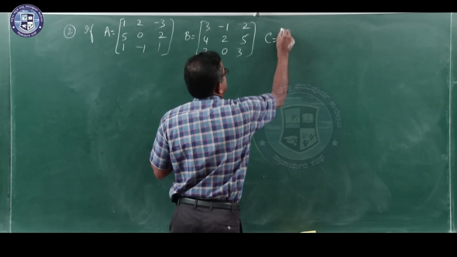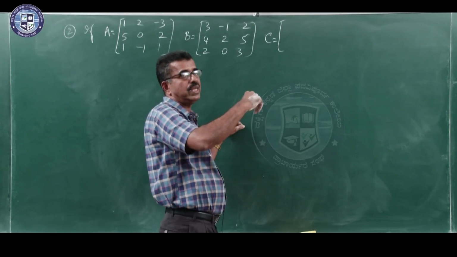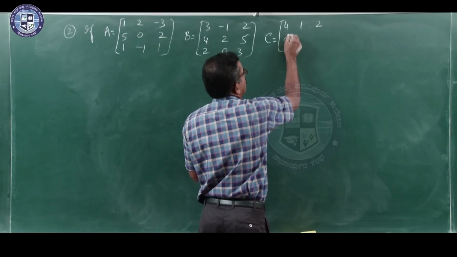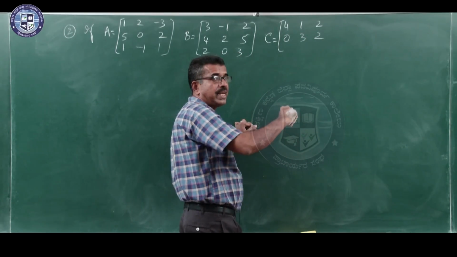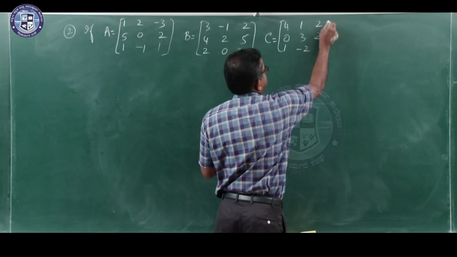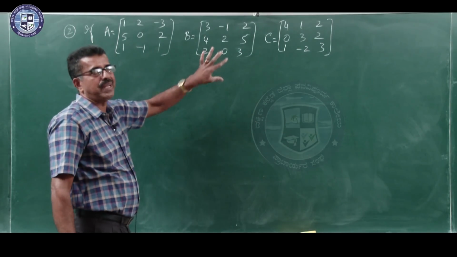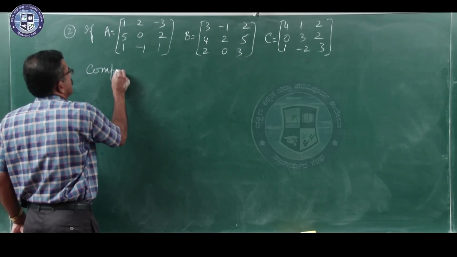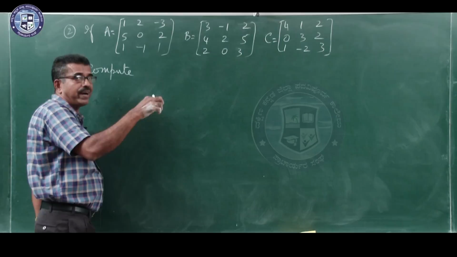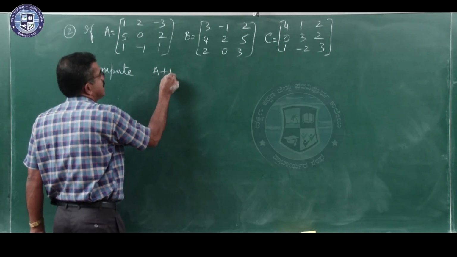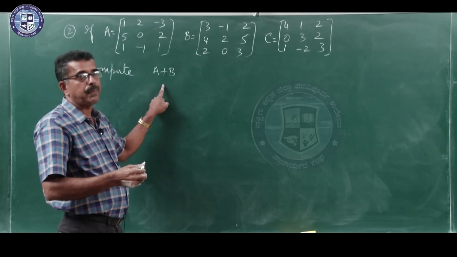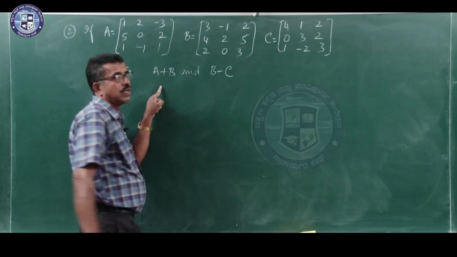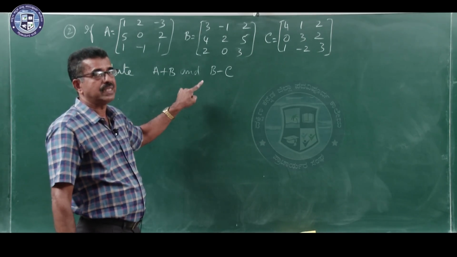And let me take another matrix, matrix C of the same order 3 cross 3. First row, 4, 1, 2. Second row, 0, 3, 2. And third row, 1, minus 2, 3. I think the matrices are given with the same elements. You will be asked to find expressions like A plus B and B minus C.